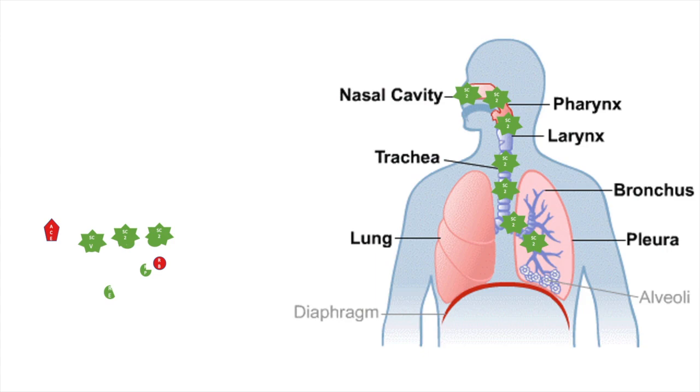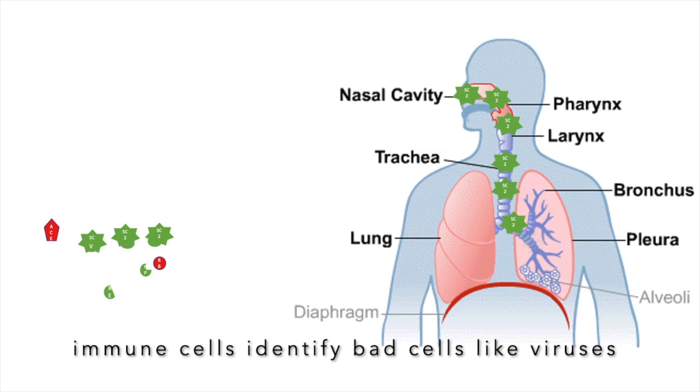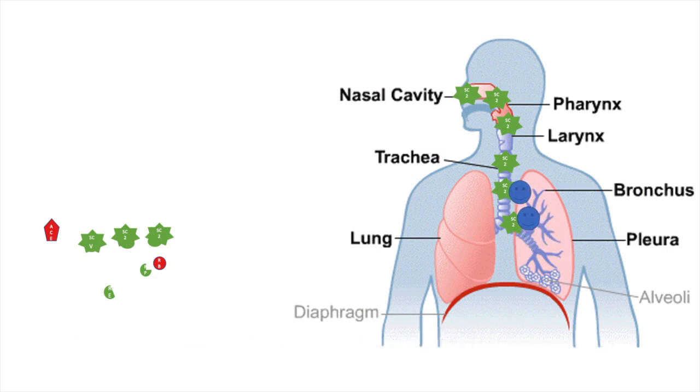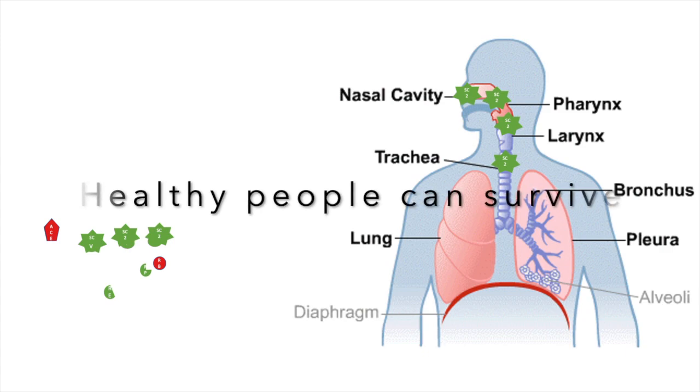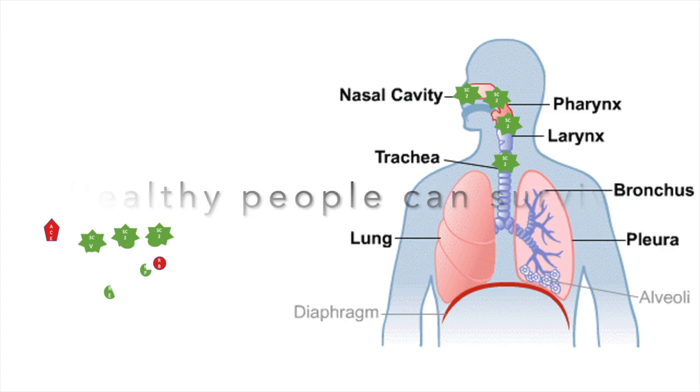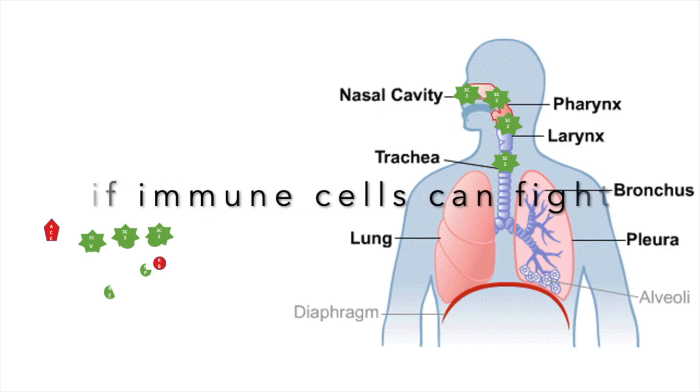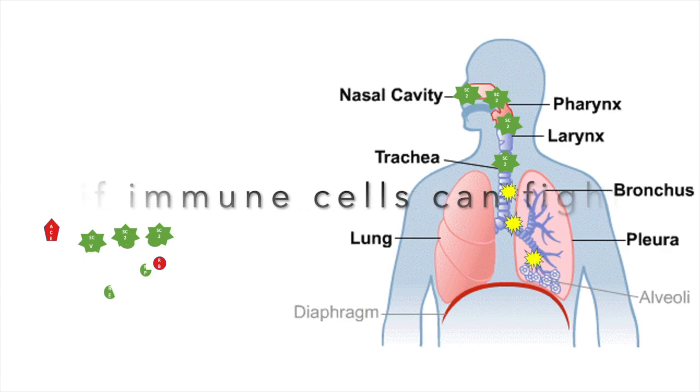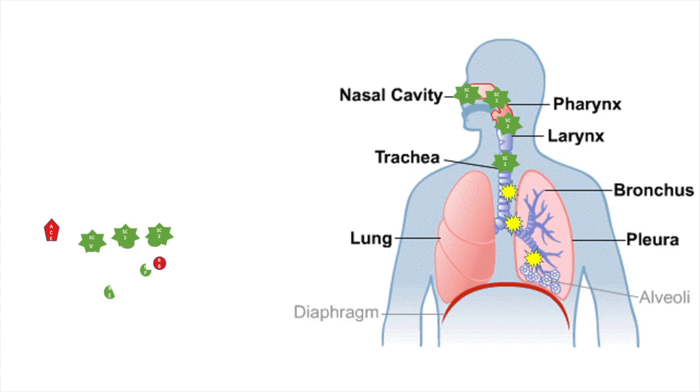And then it spreads to the lungs. By this time, the spikes of the virus on the host cell surfaces are identified by the immune cells, which are like warriors in our body that kill bad cells like viruses and bacteria. Without taking any drugs, someone who has a healthy immune system could just survive by having their immune cells fight and kill the virus. However, not everyone has a healthy immune system.